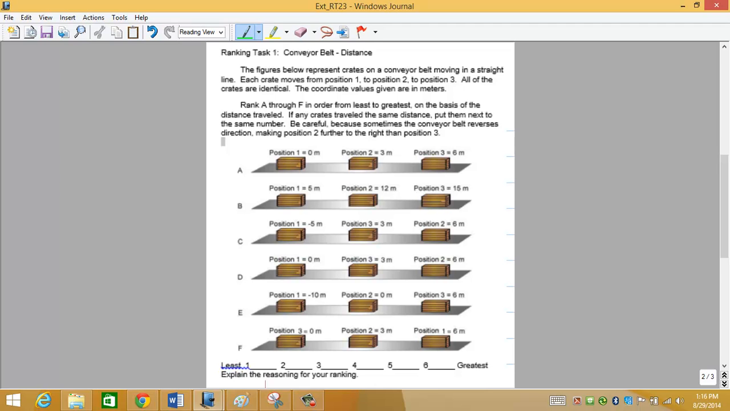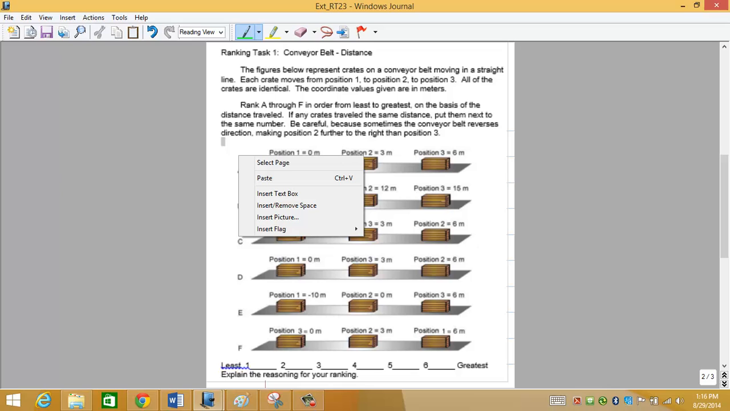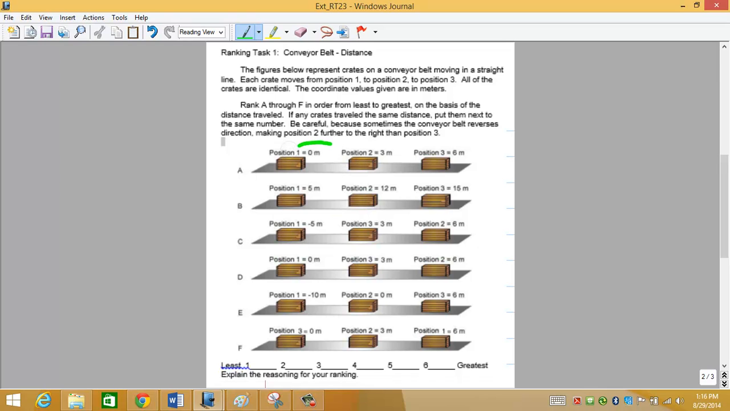And we have the actual position values. In the case of A, it goes from position 1, which is at 0 meters, and moves along to position 2 at 3 meters, and it continues on to position 3, which is at 6 meters. So the distance that this object has traveled is 6 meters. Likewise, in B, we'll go ahead and write down our 6 there. In B, the object again travels in one direction from position 1 to position 2 to position 3, and it goes from 5 to 15, which gives us a distance of 10.